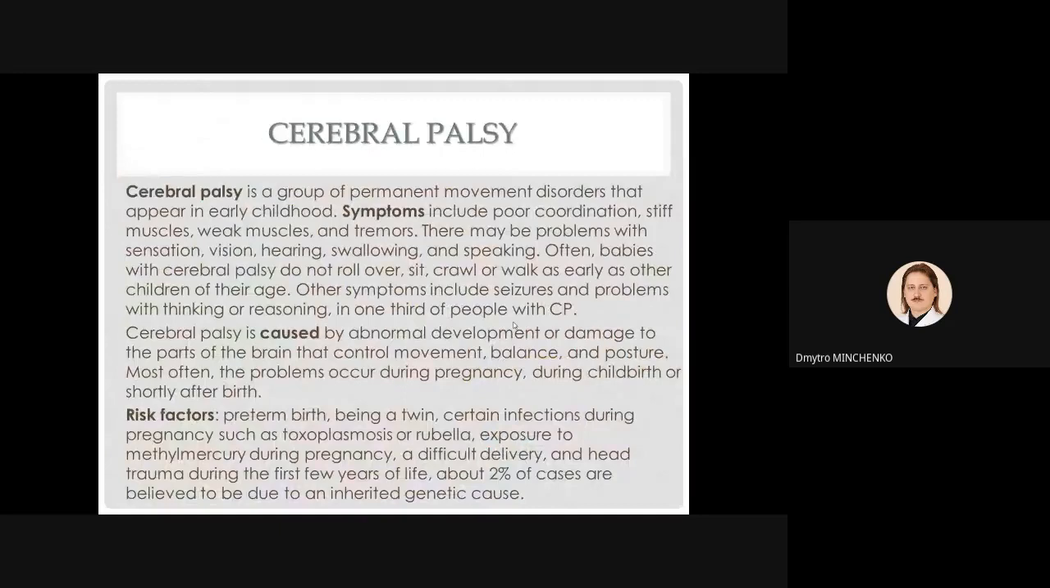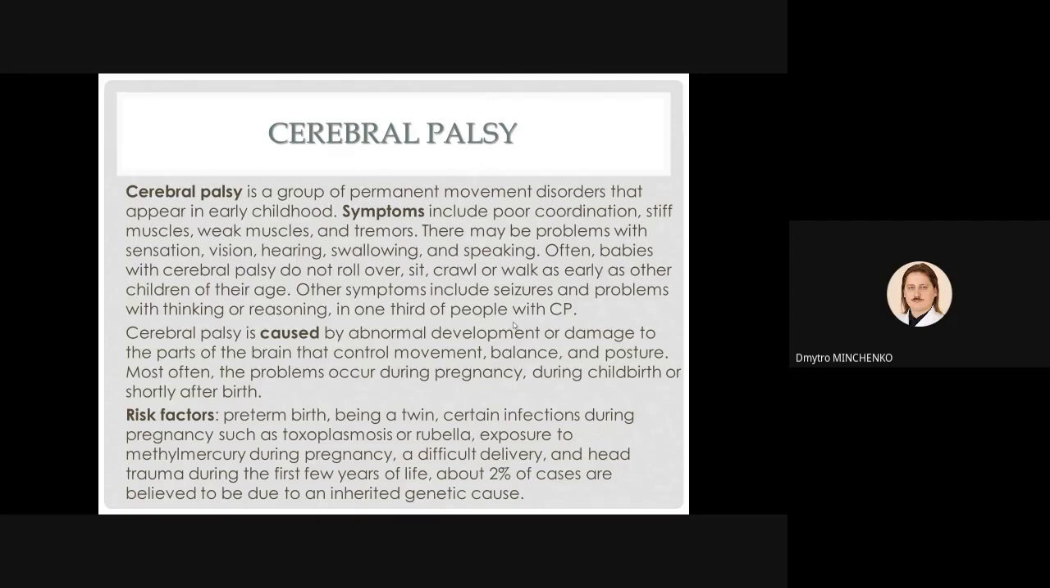Cerebral palsy. Cerebral palsy is a group of permanent movement disorders that appears in early childhood. The symptoms include poor coordination, stiff muscles, weak muscles, and tremors. There may be problems with sensation, vision, hearing, swallowing, and speaking. Often babies with cerebral palsy do not roll over, sit, crawl, or walk as early as other children of their age. Other symptoms include seizures and problems with thinking or reasoning in one-third of the people with cerebral palsy. Cerebral palsy is caused by abnormal development or damage to the parts of the brain that control movement, balance, and posture. Most often, the problems occur during pregnancy, during childbirth, or shortly after.